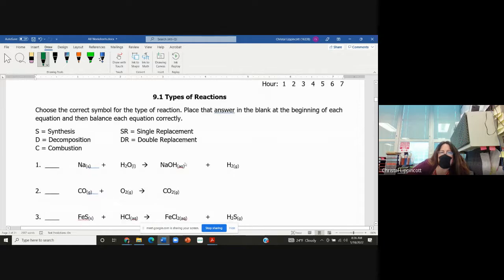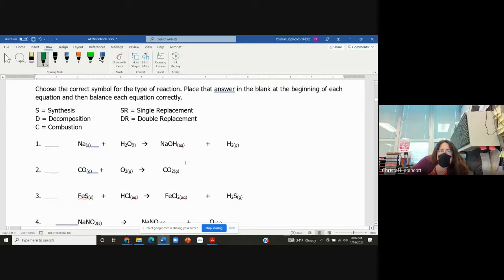All right. So what you are going to do is 9-1 for homework. We need to talk about types of reactions. Do I have time for that? Yes. Okay. So a synthesis reaction. We're going to do some of this together so I can show you what these mean. A synthesis is like a marriage. You're bringing 2 things together to make one thing. So this is a synthesis reaction.